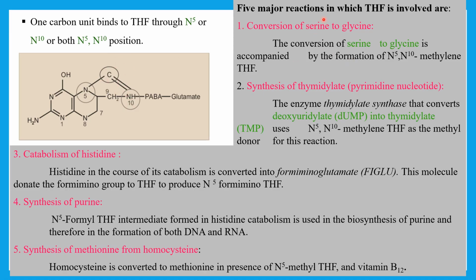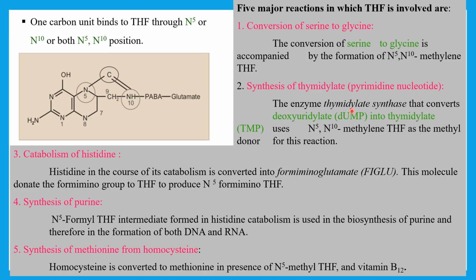Then there are 5 major reactions in which tetrahydrofolate is involved. One is the conversion of serine to glycine. The only difference between serine and glycine is a CH2OH group. Conversion of serine to glycine is accompanied by the formation of N5,N10-methylene tetrahydrofolate. This methylene group is taken up from the serine, and that's how serine is converted into glycine. Similarly, the synthesis of thymidylate, a pyrimidine nucleotide.